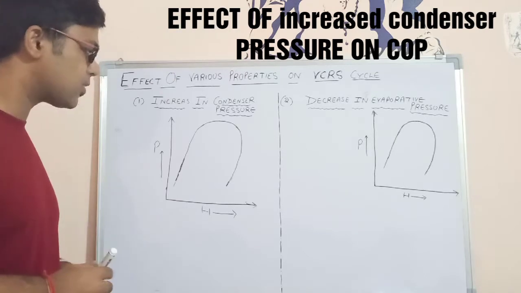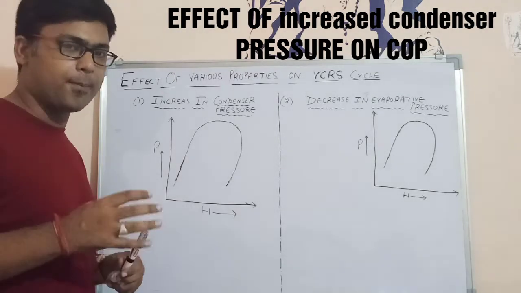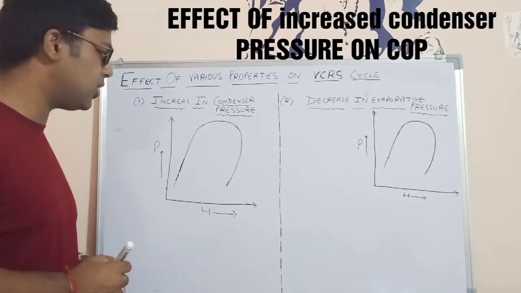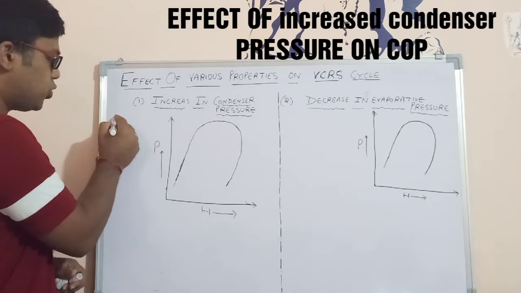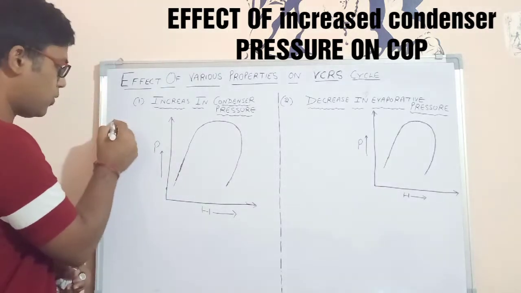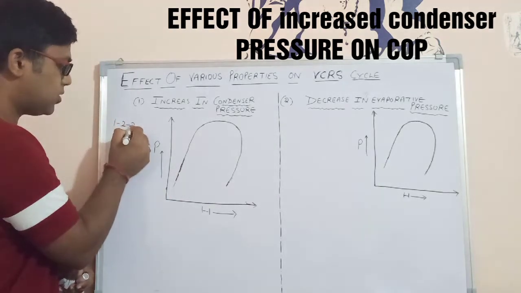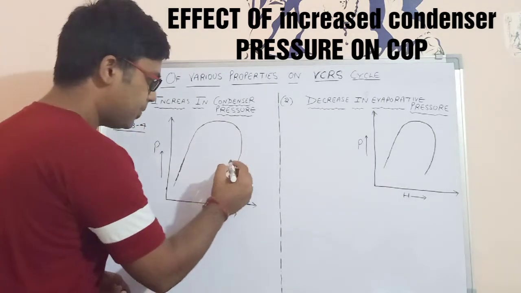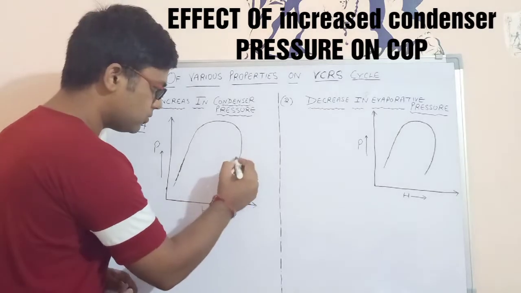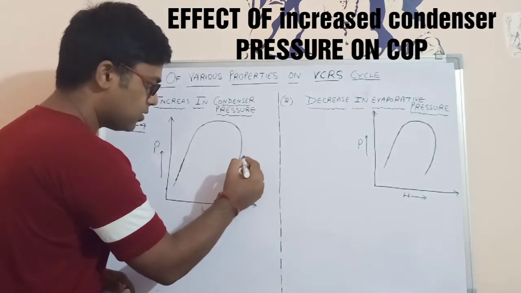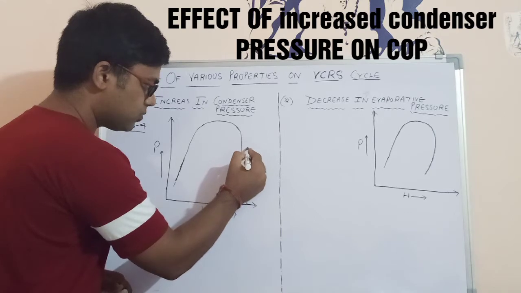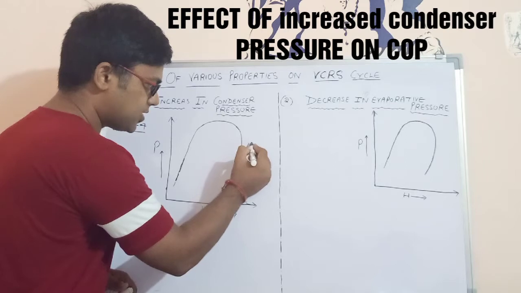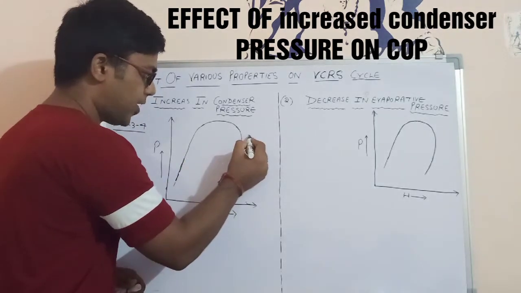Let us suppose at the start of the compression we are assuming that the refrigerant is dry. Clear? So if I have to show the process 1 2 3 4 for a VCRS cycle, it starts with, let us suppose, point 1. This is my point 1 to 2. So 1 to 2 represents our isentropic compression. Here this is point number 2.